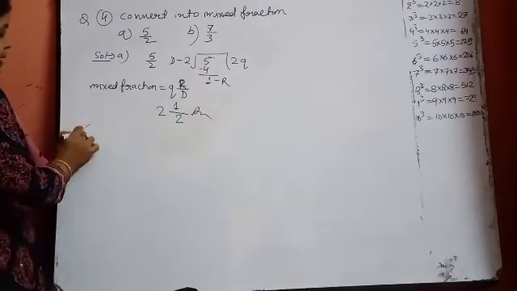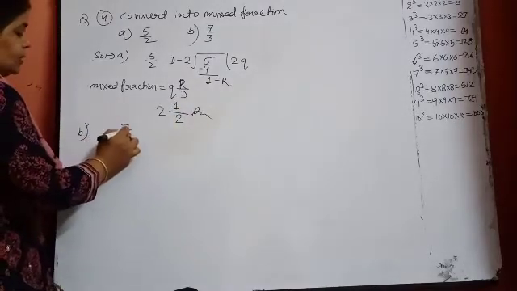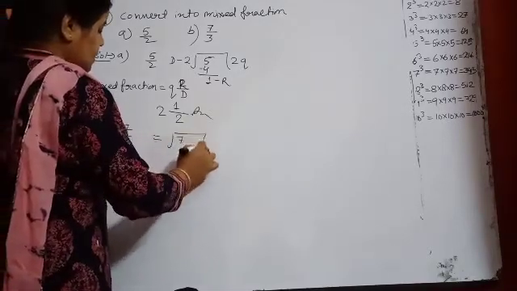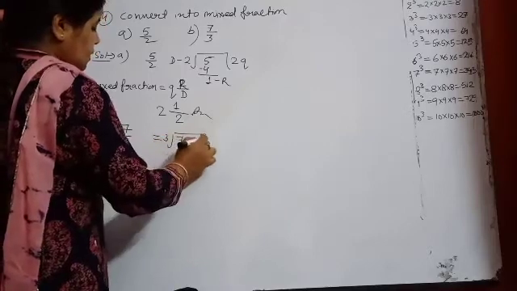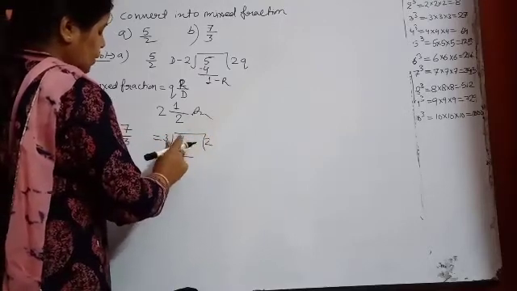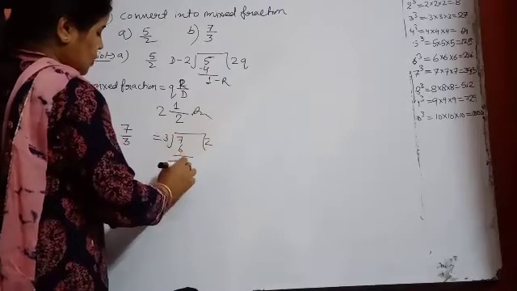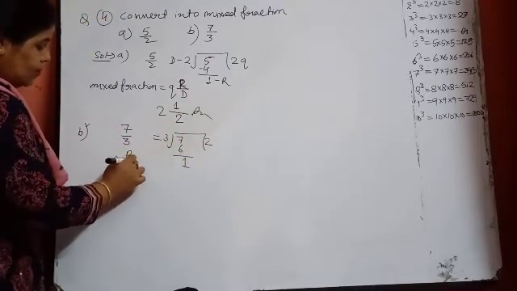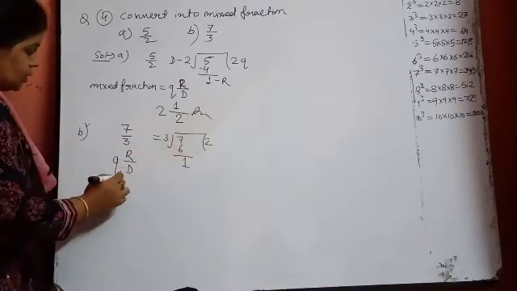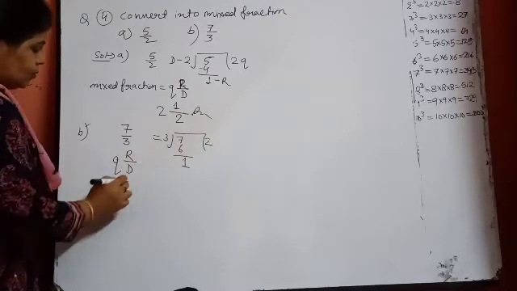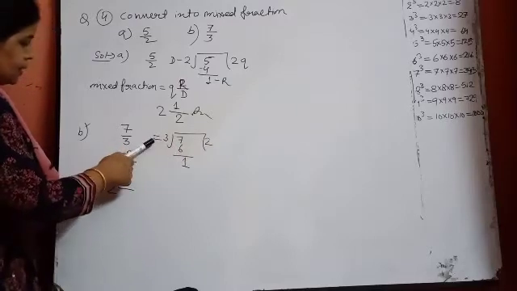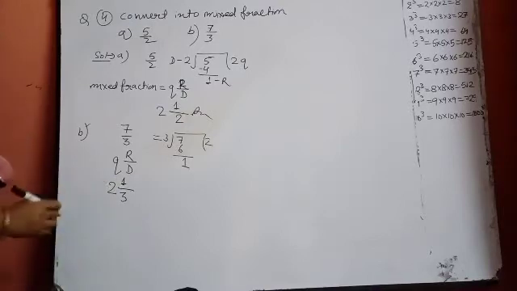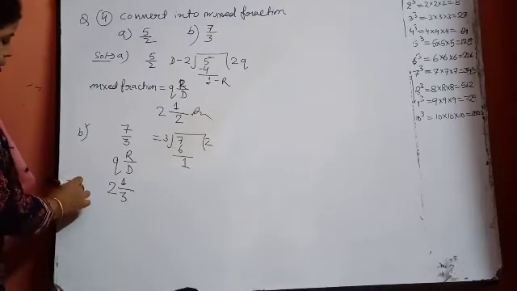See again, B part. B part is 7/3. Divide 7 by 3. Everybody knows division. 3 twos are 6. Then 7 minus 6, 1. What is your formula? Quotient, remainder upon divisor. What is your quotient? 2. Remainder 1. Divisor 3. So 3 twos are 6 and 1, it becomes the mixed fraction 2 1/3.